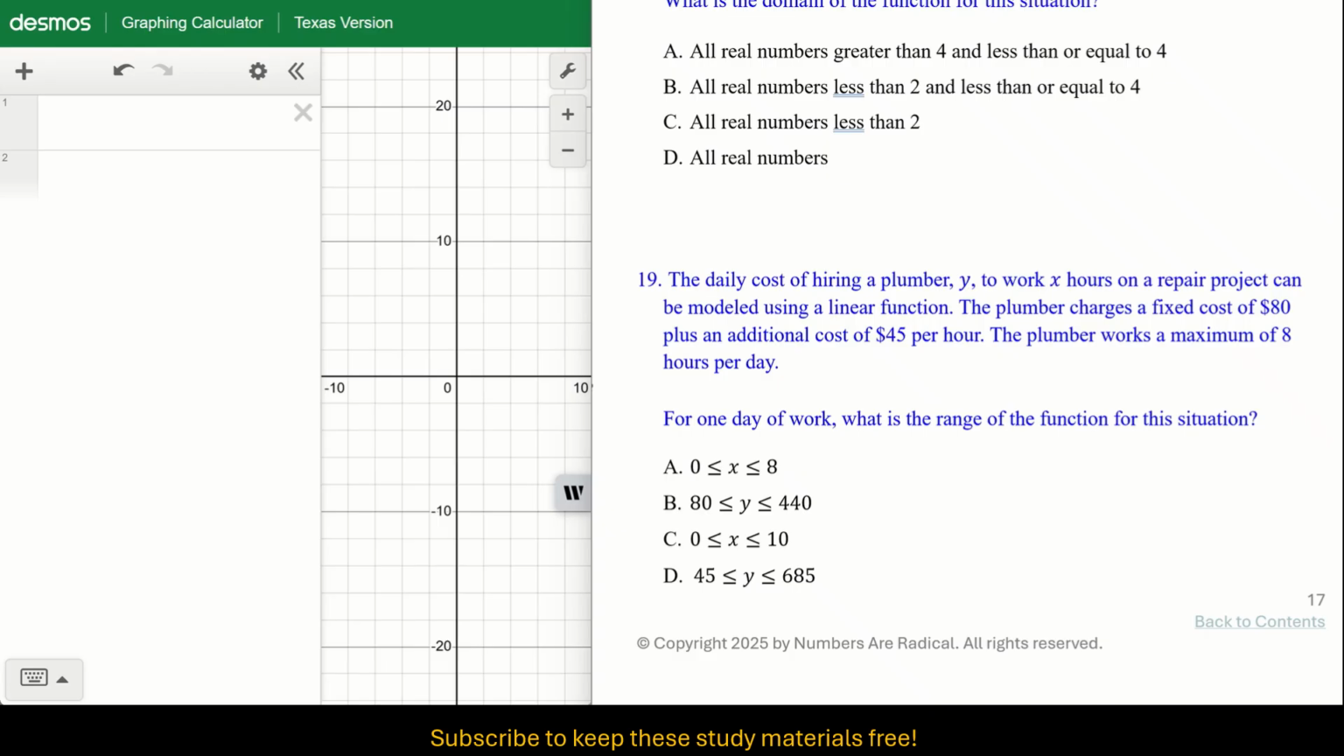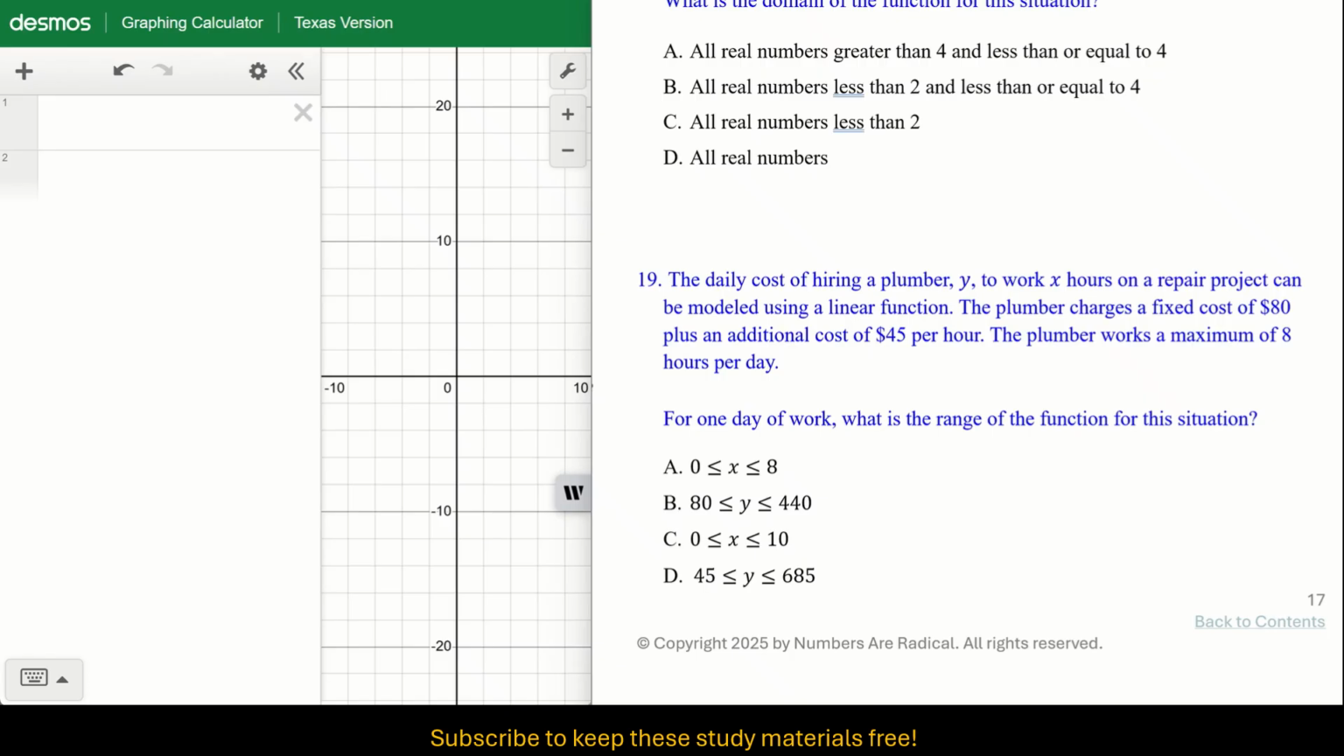Okay, using the Desmos TEKS version, we can solve number 19. Now, don't worry if you don't want to use the TEKS version. It really doesn't matter which Desmos you use. It'll all come out the same. Okay, let's create our equation. We need to enter our equation in and then view the table. Or we could just create the table while we enter.